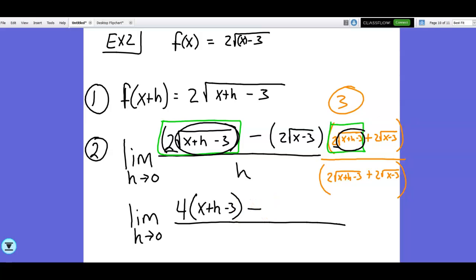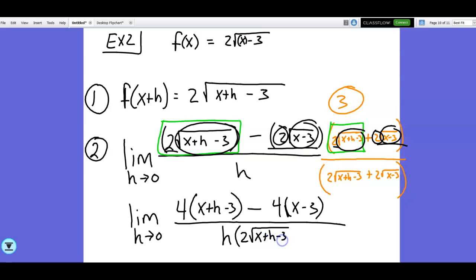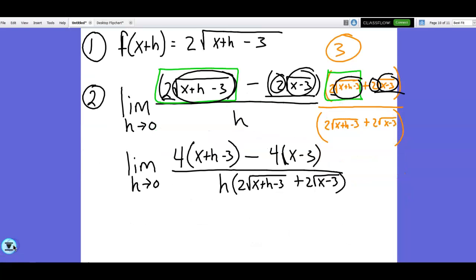But let's actually do the multiplication now. So what's this times this? Well, once again, 2 times 2 is 4. And the square root times the square root gives you the stuff that's under the square root, but without the square root. All right? And on the bottom, we're not going to simplify that. We're just going to leave it just the way it is there. So 2 square root of x plus h minus 3 plus 2 square root of x minus 3. Okay? All right, so there's that.